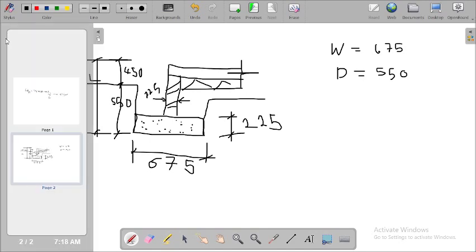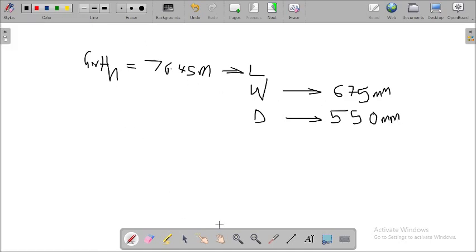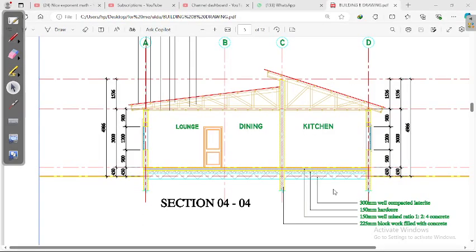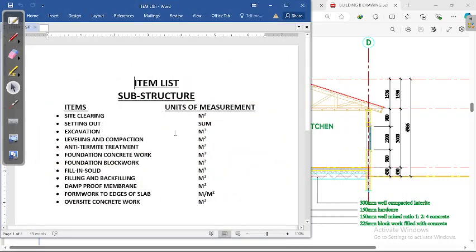So now we have our third dimension. We can go in there and say our third dimension, being the depth, is 550 millimeter. Now if you recall, I mentioned at the beginning of this video that we need three dimensions to estimate our excavation, and I pulled up this list showing us that excavation on this list is in meter cube.